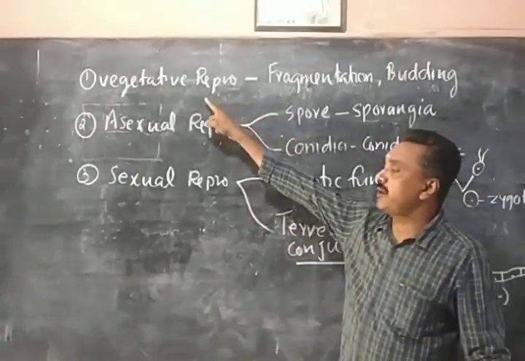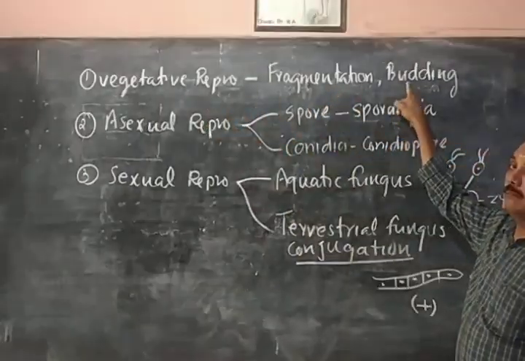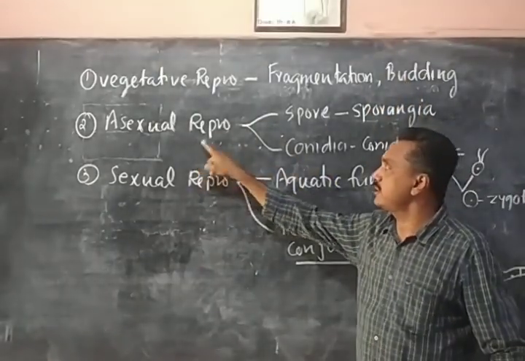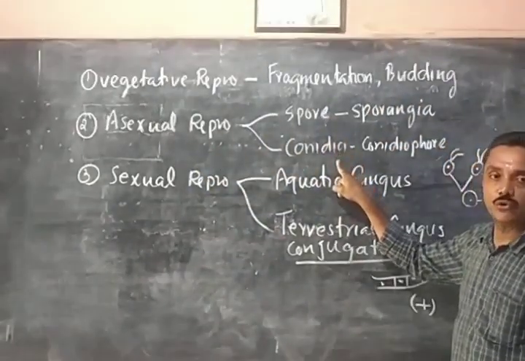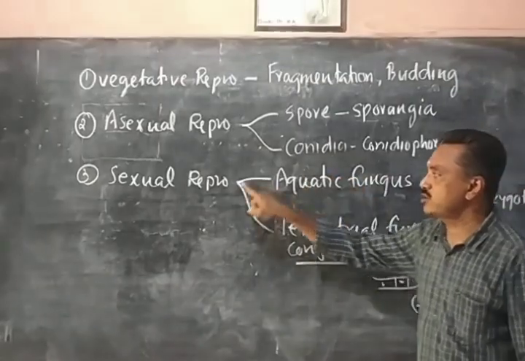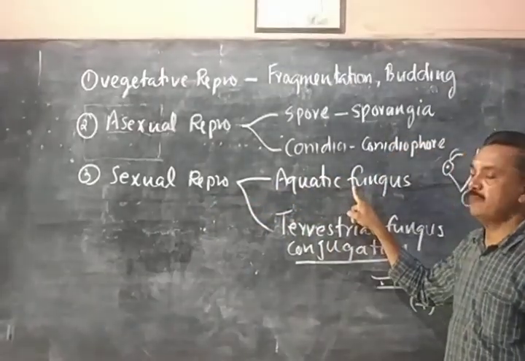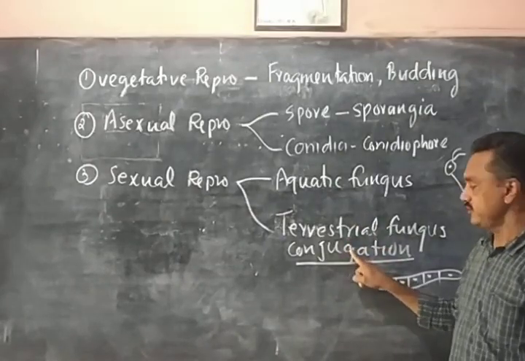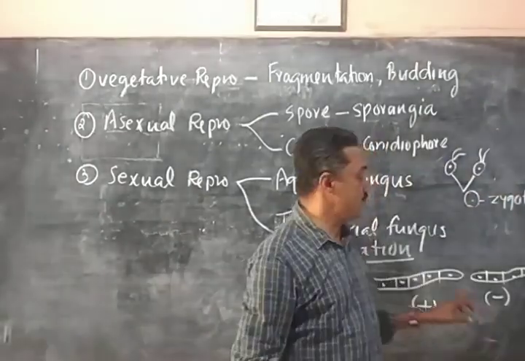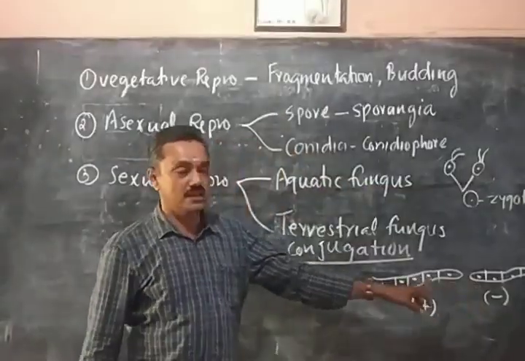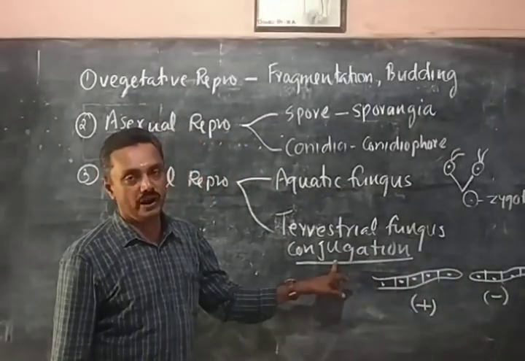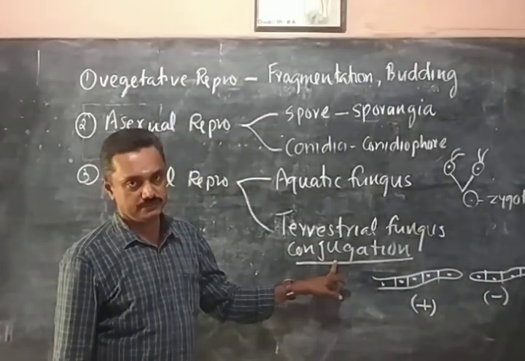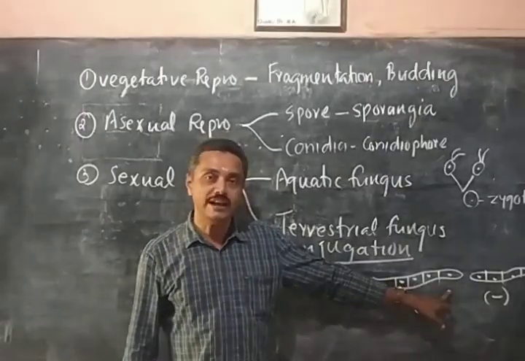One, vegetative reproduction by fragmentation and budding. Asexual reproduction by spore formation and conidia formation. Sexual reproduction by joining of male and female gametes in aquatic fungus, and in terrestrial fungus, joining of two types of hypha, positive and negative, plus and minus, that is called conjugation. And I will explain the conjugation in detail.